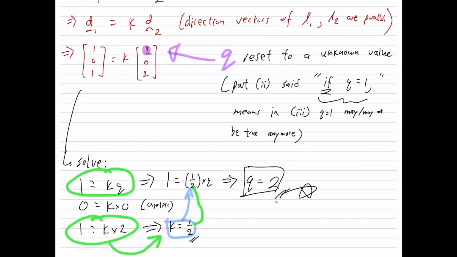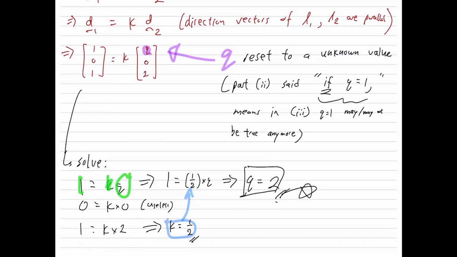Then you can substitute in the half. So 1 equals half times Q. Solving for Q, you get 2. And that's your answer. Is that okay? I think this is the most beautiful way to do it already. Parallel. Don't need to do much calculation.